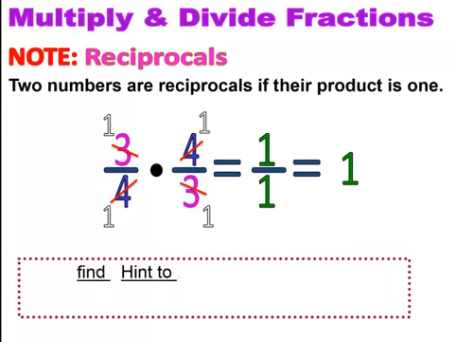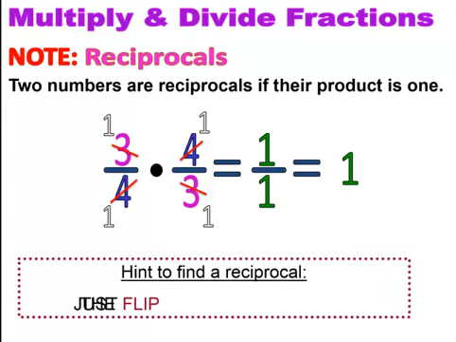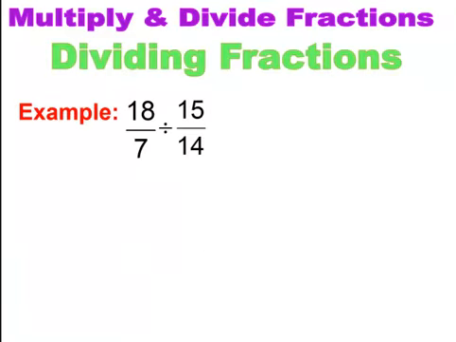So when you're looking for a reciprocal, you can find the reciprocal by flipping the fraction over. So 3 over 4, when I flip it, I end up with 4 over 3. And when you multiply them together, you end up getting a 1. So this is the definition of what reciprocals are.